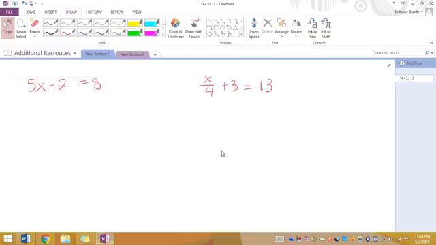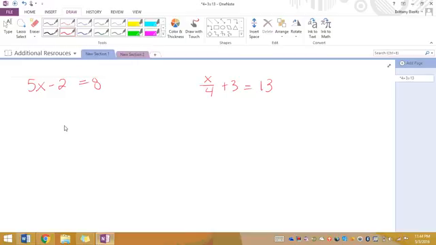So let's start by reviewing some of the two-step equations we've learned up to this point. I have two examples right here. The first example is 5x minus 2 is equal to 8, and the next example is x divided by 4 plus 3 is equal to 13. One at a time, let's solve each equation. They are two-step equations, so it's going to take two steps to isolate that variable.